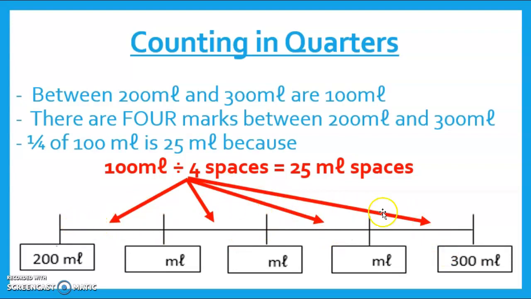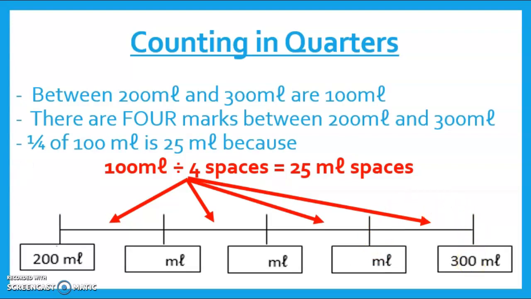So if there's 100 mils and there are 4 spaces in between 200 and 300, we divide the 100 mils by the 4 spaces and we get 25 mils. So each space is representing 25 mils. So we are adding 25 each time. 200 mils plus 25, 225 mils. Plus 25, 250, plus 25, 275, plus 25, 300 mils.